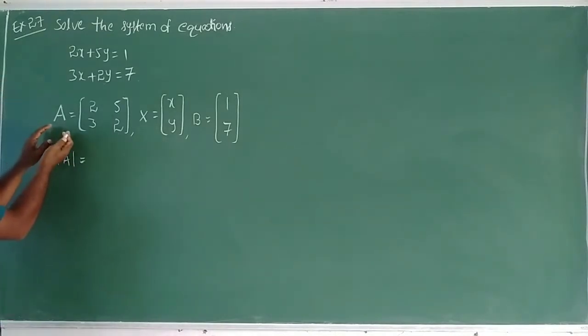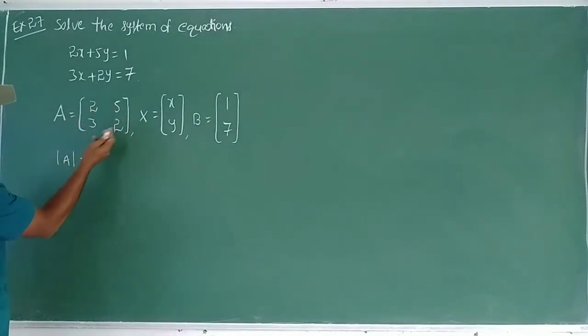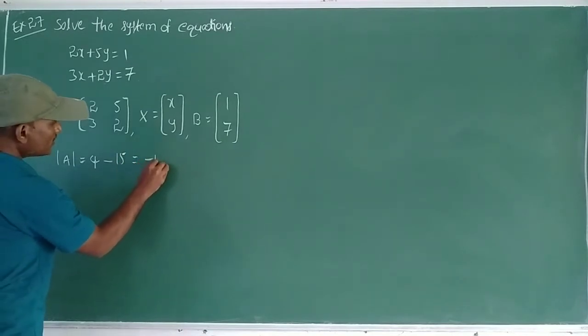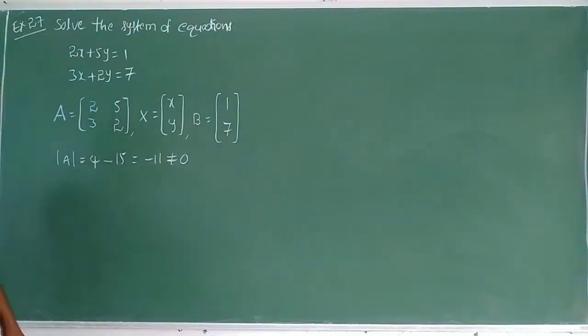Det A, the determinant of A, cross multiply: AD minus BC. Two twos are 4, minus 5 threes are 15. 4 minus 15 equal to minus 11, which is not equal to 0. It is a non-singular matrix.